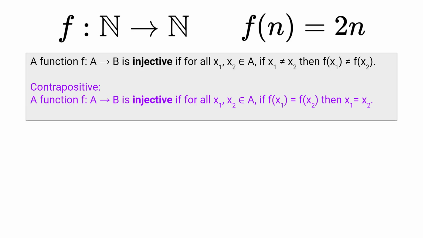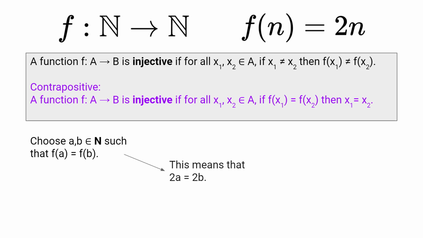So let's pick any two natural numbers from the domain and call them a and b, and just suppose that f of a equals f of b. Apply the function on both sides to get 2a equals 2b. Well, if that equation is true, we can divide off the 2's to get a equals b, and that shows that the function is injective. The definition has been satisfied for some random choice of a and b. If their outputs are the same, then their inputs must also be the same.